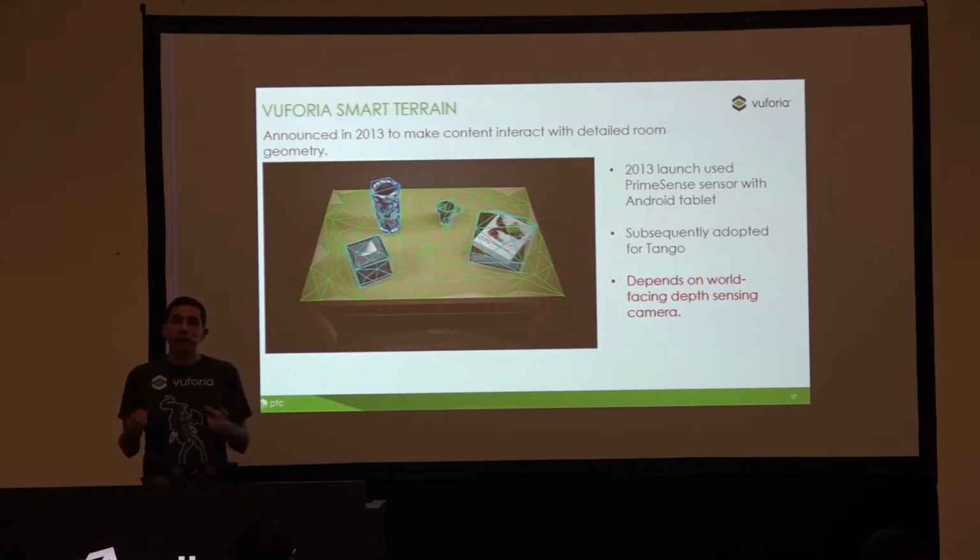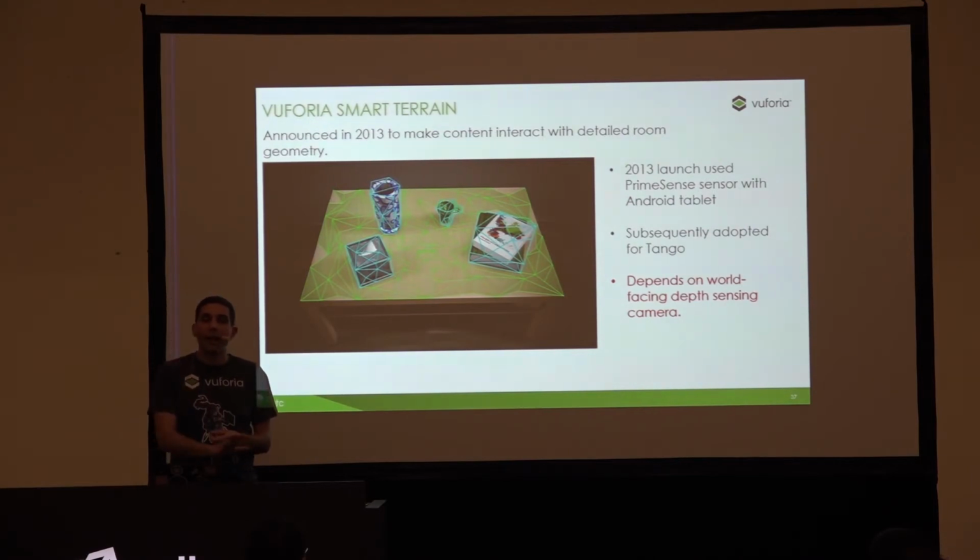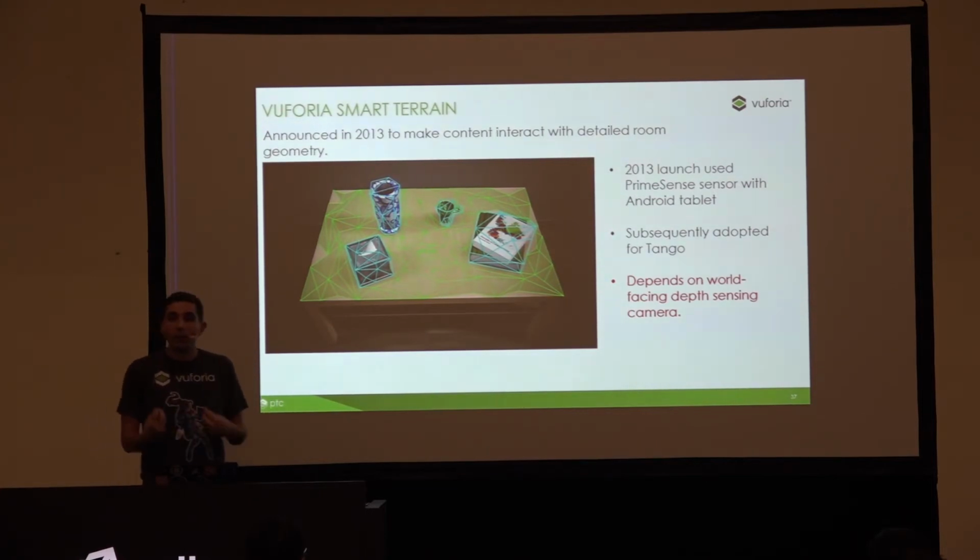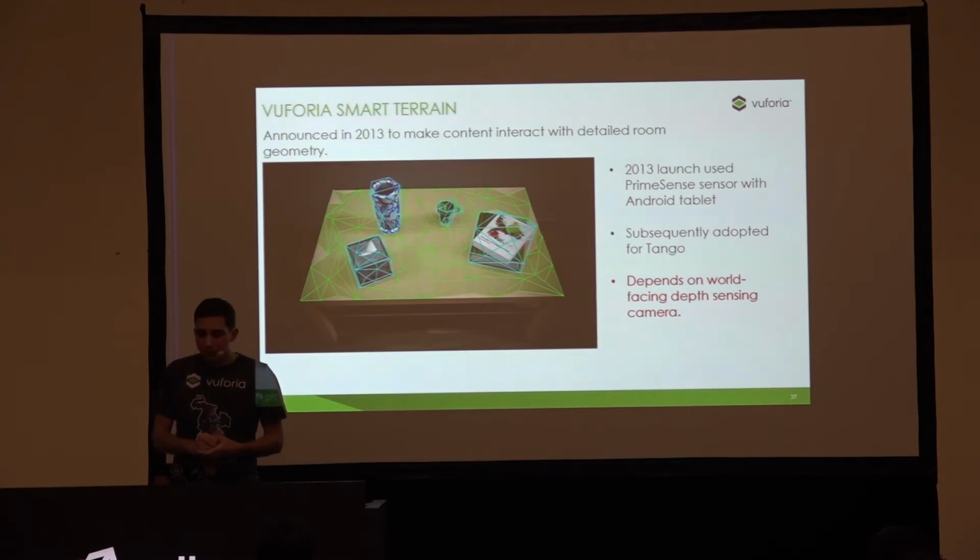But that kind of rich mesh, that kind of rich detail, is only feasible if you have really fancy camera technology. And by that, I specifically mean world-facing depth sensing cameras. The only thing that's really available today that has that kind of technology is something like the Tango or the HoloLens. But we all have these really awesome phones in our pockets, and what we really want is to have this kind of environmental information available to us on our phones.